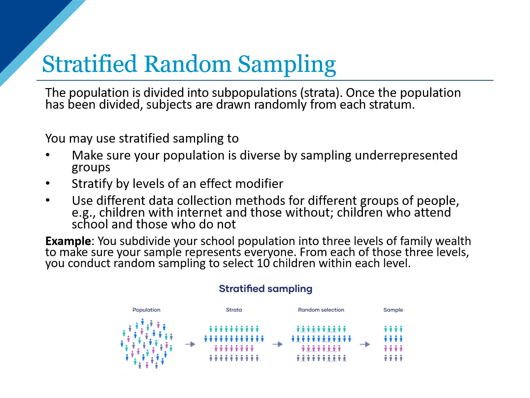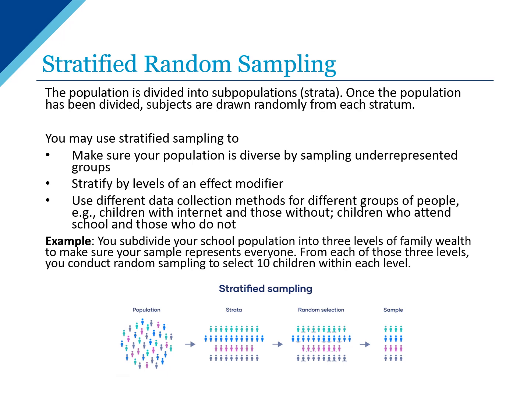In stratified random sampling, you divide your population into strata and then draw subjects randomly from each stratum. This strategy is good for making sure your sample is diverse by dividing into groups based on that diversity and sampling each, or for stratifying by levels of an effect modifier like socioeconomic status or levels of a specific behavior. You may also do this if you need to use different data collection methods for different groups.